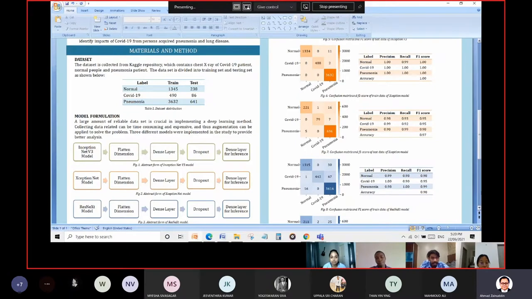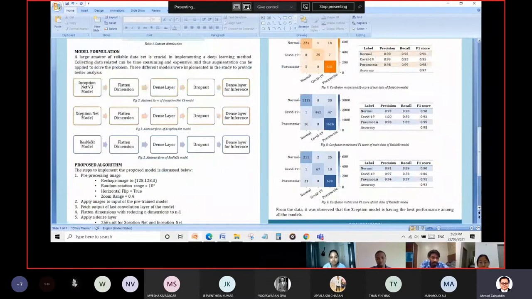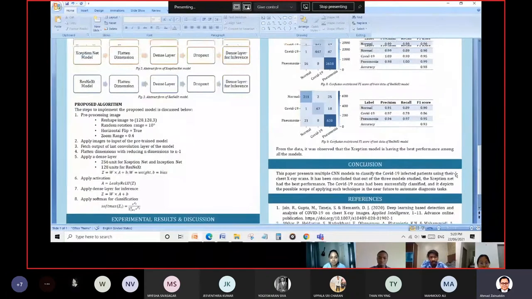This data set is further divided into training and validation sets of normal, COVID, and pneumonia. In the training set, 1,345 are normal, 419 are COVID, and 3,632 are pneumonia. In the validation phase, 238 samples of normal cases, 86 COVID, and 641 pneumonia were considered for this analysis. At the time of the drafting of this paper, we had 567 posteroanterior view scans of COVID-19 infected patients.